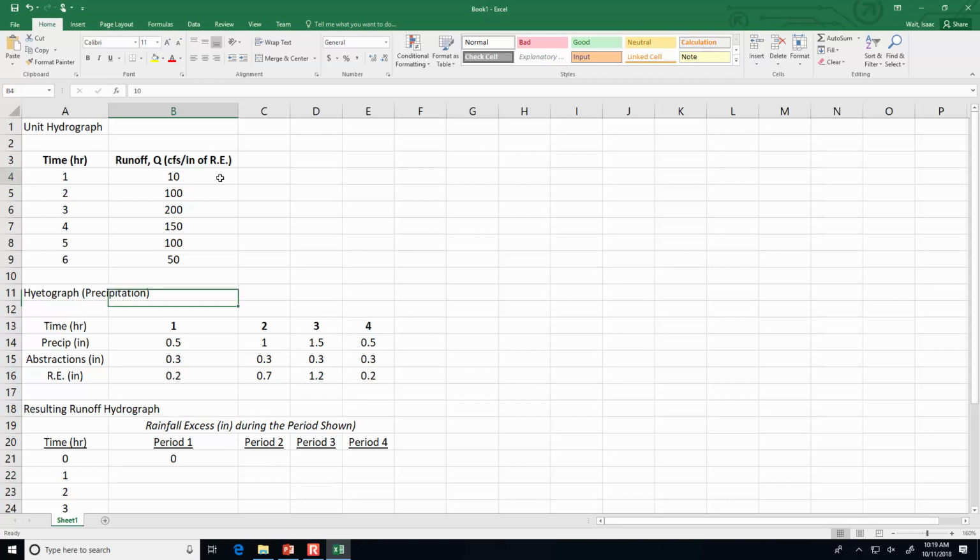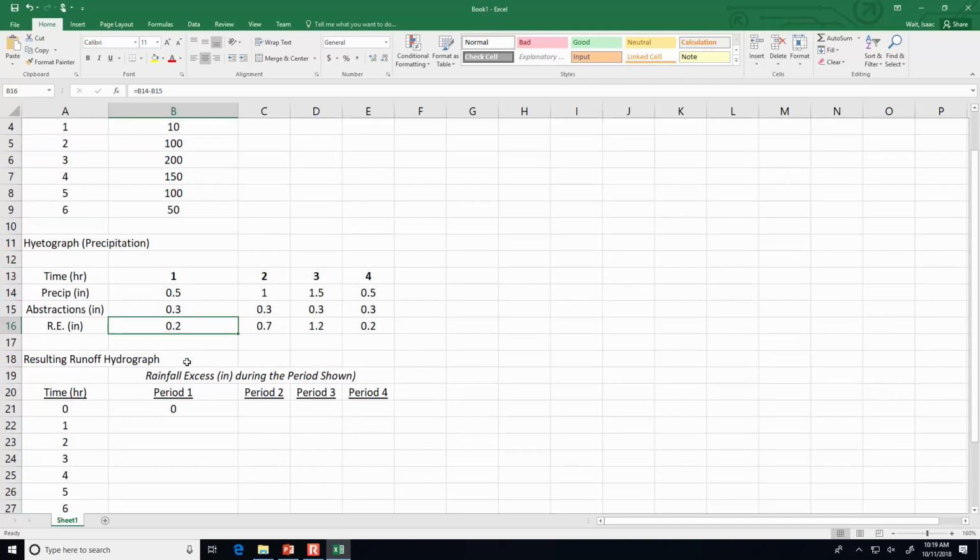If it's 10 CFS that you get per inch of rainfall excess, but now we've only got 2/10 of an inch, how many CFS? 2. Very good. Exactly right. What about hour 2? Instead of 100, it's going to be 20. Hey, you guys see where this is headed, don't you?